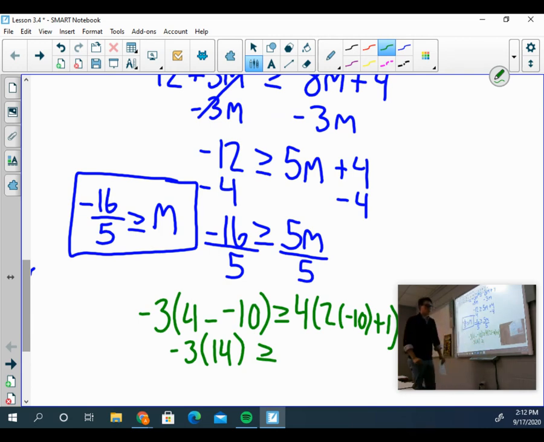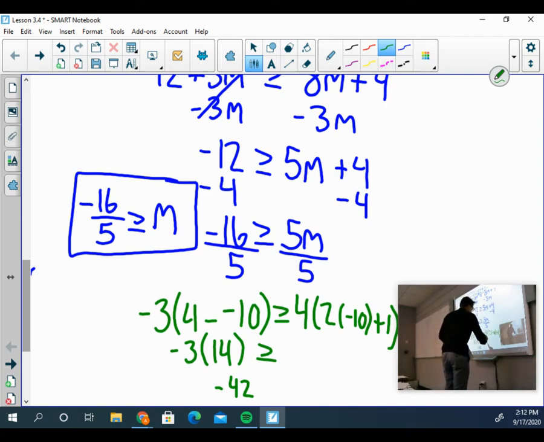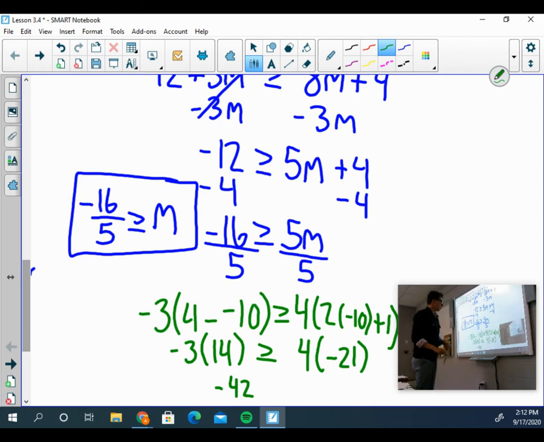And negative 3 times 14 would be negative 42. Let me check that in my calculator, though, just to make sure we're correct. Yep, negative 42. And over here we have 2 times negative 10, which gives me negative 20. Negative 20 plus 1 is negative 21. And when I do that, I get 4 times negative 21, which is negative 84. And thus my inequality is indeed true.